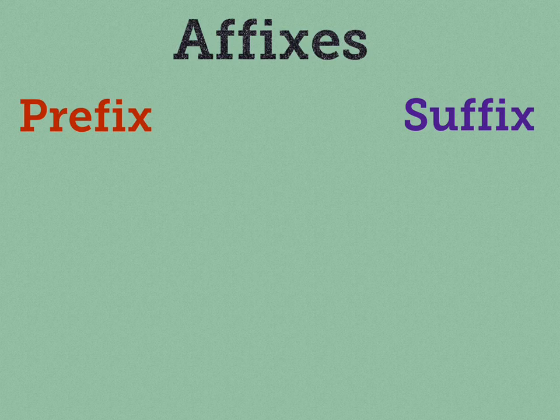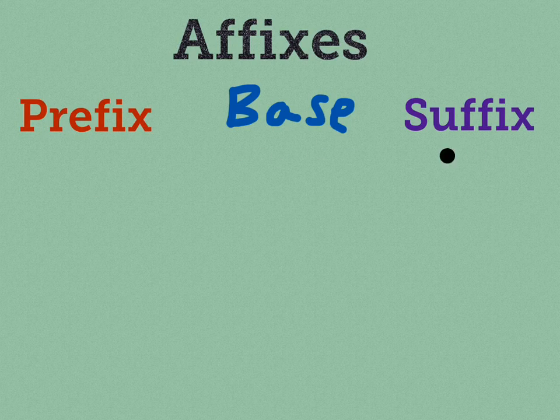So affixes are parts of words you add to the beginning or the end, and there are two types. A prefix is something you add to the beginning of a word, and a suffix is something you add to the end of a word. And it's probably easiest if I show you some examples. But one other thing, the word you're adding them to is called the base word, or sometimes the root word. So you need to have a base, and a prefix or a suffix or both.